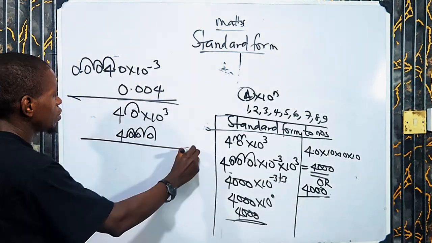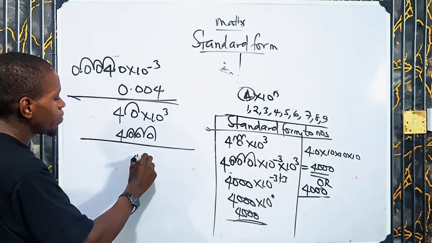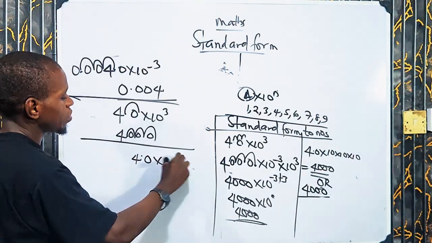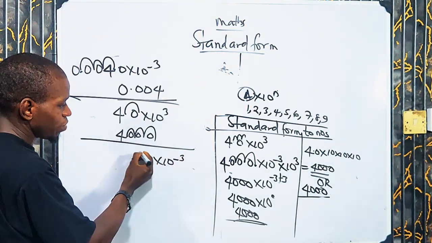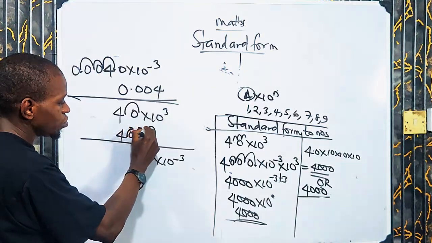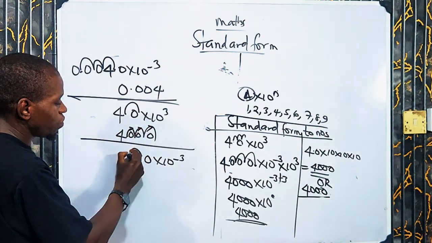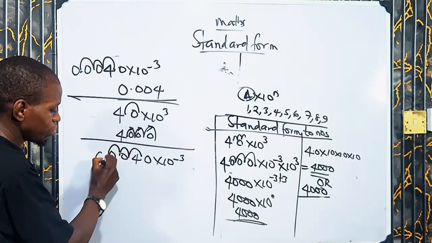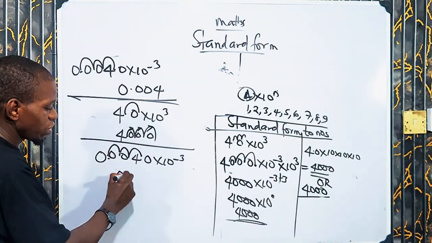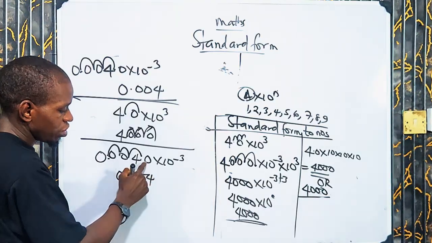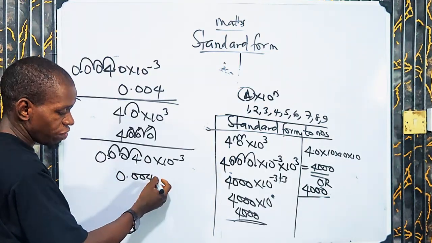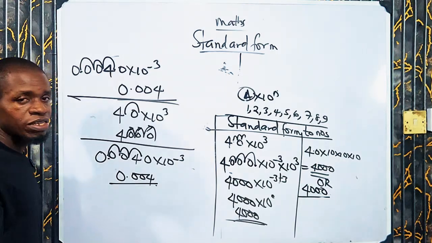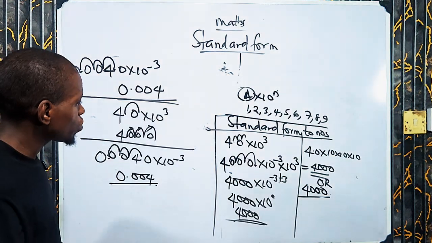Or the second one says you have 4.0 times 10 to the power minus 3. What does it mean? Because it's minus, you are going to move to the left, not to the right. 1, 2, 3. You put 2 zeros and put 0 in front of this place. So you're going to have 0.004. Now this last 0, you can include it or you can leave it. So just leave it this way. And that is your answer.